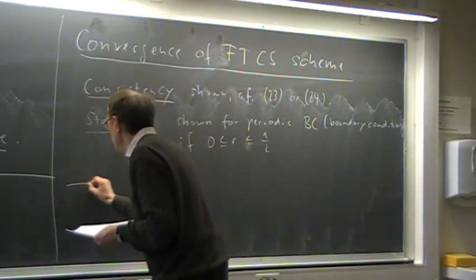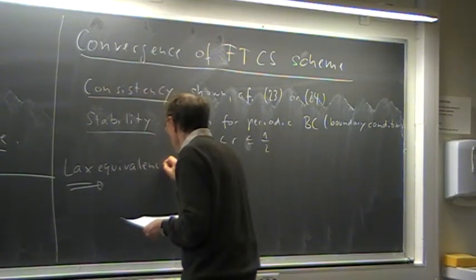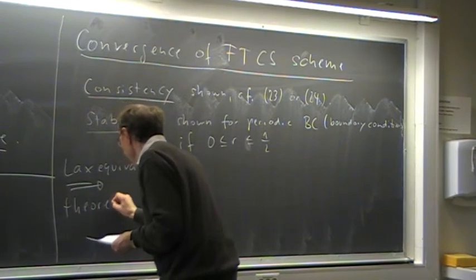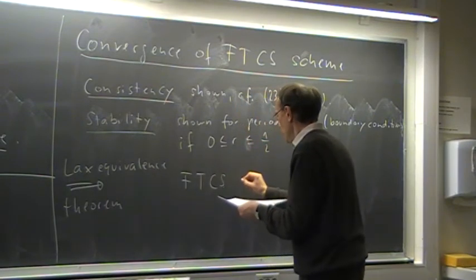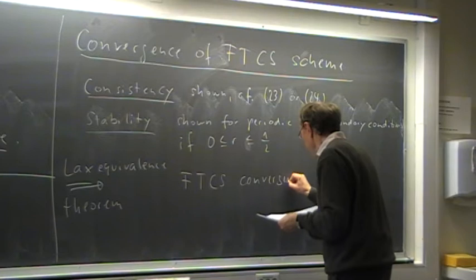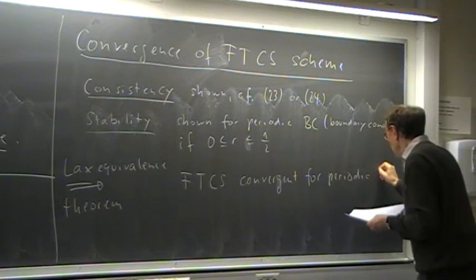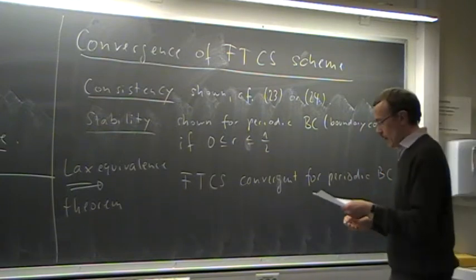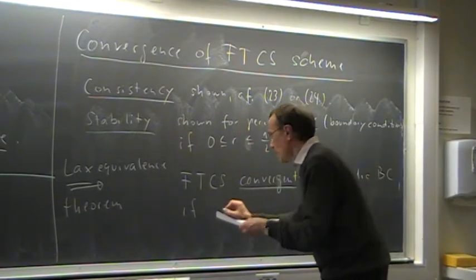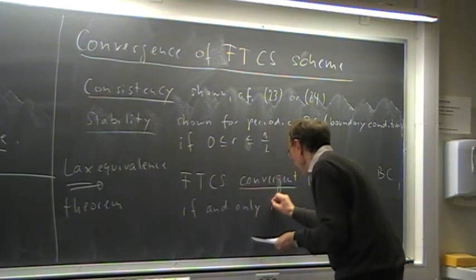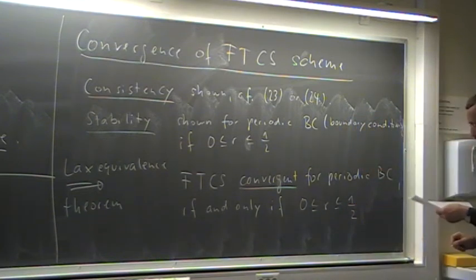So it follows with the Lax's equivalence theorem that the FTCS is convergent for periodic boundary conditions, if and only if the R is in between 0 and 1/2.